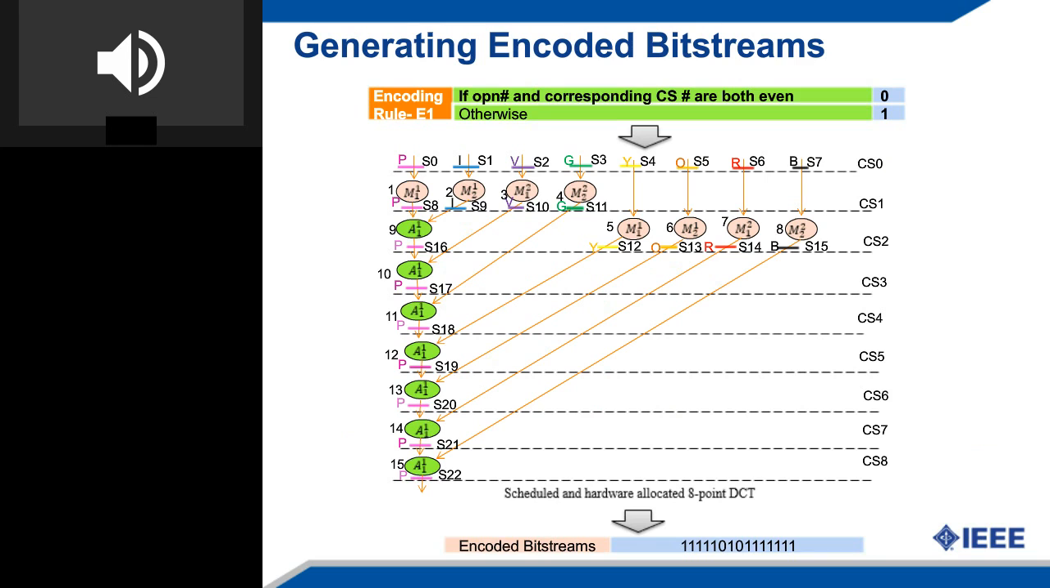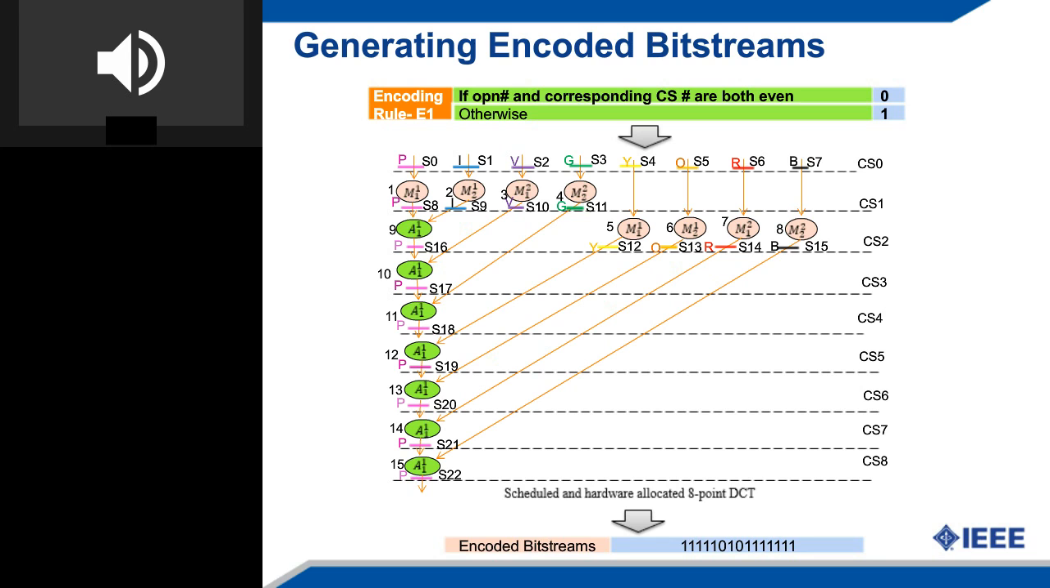Now, for example, if I take encoding algorithm rule number 1, which says if the operation number and the corresponding control step number are both even, it's a 0, and otherwise it's a 1. Based on the encoding rule that I have used here as an example, I can convert this respective graph that you see here, which is of an 8-point discrete cosine transform, into its respective encoded bit stream, as you see right at the bottom of your screen, which is 1 1 1 1 till you have the last 4 digits as 1 1. So you have this stream number, I think it's 1 2 3 4 5 6, stream number 6 and 8.